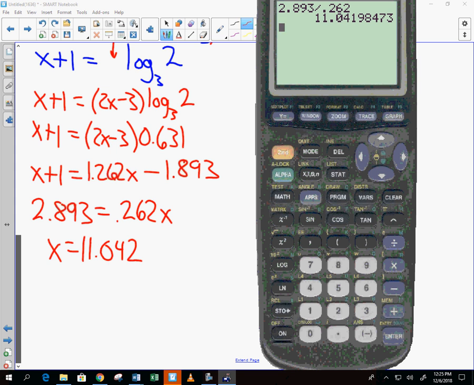Are there any questions with that example? That's a tougher one, isn't it? You're going to have to do it. It'll be on your assignment. It'll be on your study guide. It will be on your test.